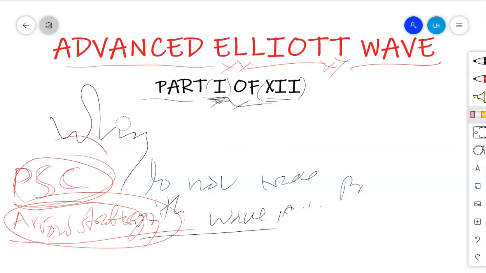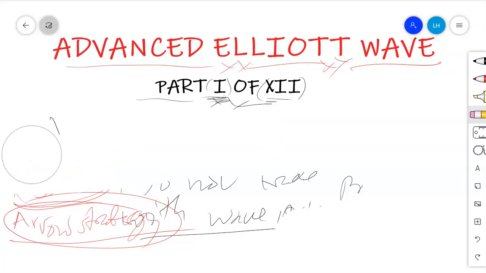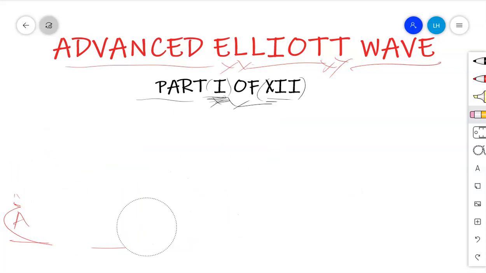So these are some of the introductory or preliminary information on the question of why most traders don't trade profitably with the wave principle. So now let's go to our lesson.